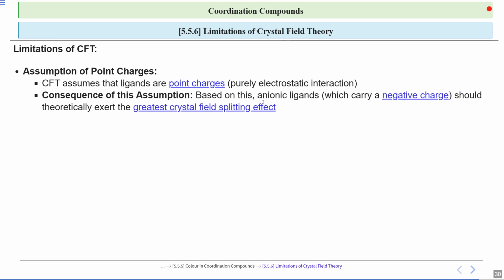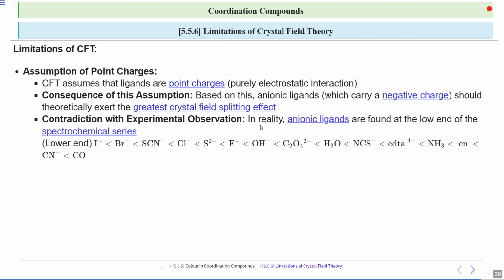The consequence of this assumption is that, based on this, the anionic ligand which carries a negative charge should theoretically exert the greatest crystal field splitting effect, right? Because it is a negative ligand, it is carrying negative charge, it is an ionic ligand. So it should theoretically exert, on the basis of the concept of an ion, the greatest crystal field splitting effect. Okay, but it is not so in all the cases. So that is the consequence of this assumption made by the CFT that all the ligands are point charges.